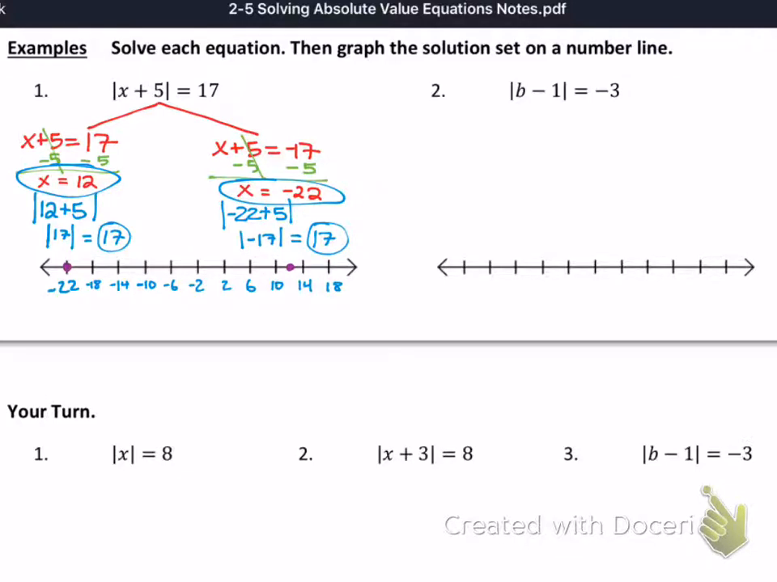So let's look at number 2 here. On the right, I have the absolute value of b minus 1 is equal to negative 3. Now I want you to take a moment and think about what we have to do next. Now, presumably, you probably did this based on the last problem. That's what we did, right? I told you to split it up.